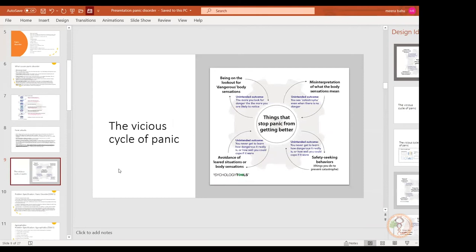But let's look at what the vicious cycle of panic looks like. The panic would look like this. We are being on the lookout for dangerous body sensations. The unintended outcome is that the more you look for danger, the more you are likely to notice. Okay. And the misinterpretation of what body sensations mean: you see catastrophe even when there is no danger. Okay. And then what happens? The unintended outcome is that you never get to learn how dangerous it really is, or how well you could cope if it were. So safety-seeking behaviors will prevent you from experiencing the panic again.